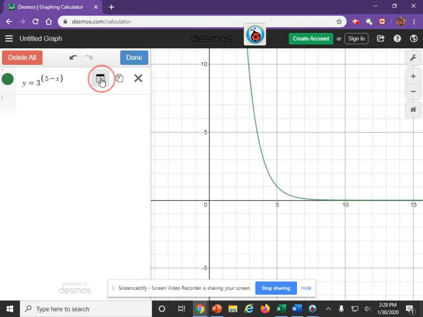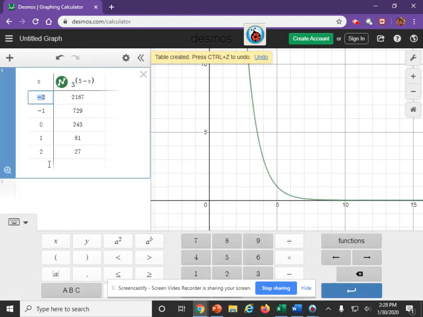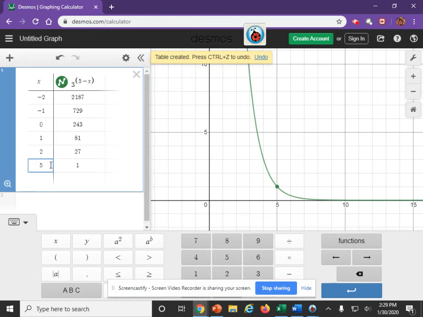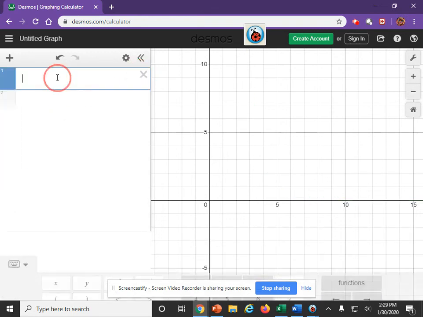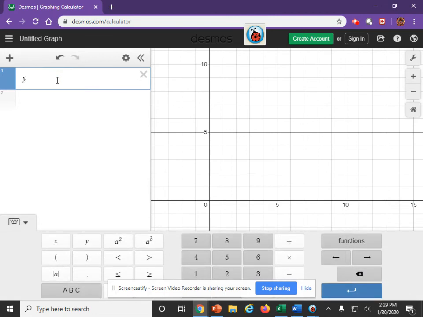I'm going to convert it to a table. I want to know what happens when x is 5. So I'm going to press 5, and I get 1. So f of 5 equals 1. All right, so this is all about whether or not you can type something into Desmos. Totally how to cheat. All right, so y equals, divide sign.